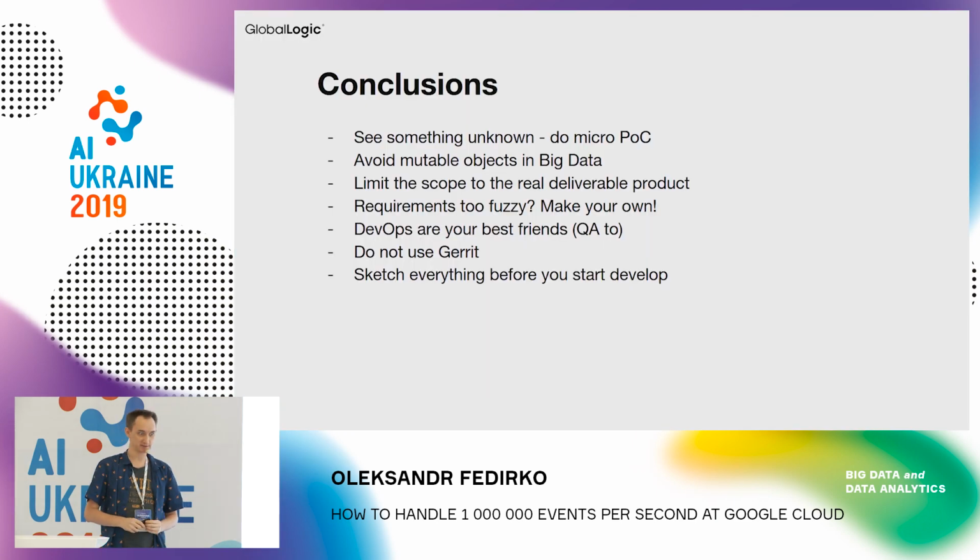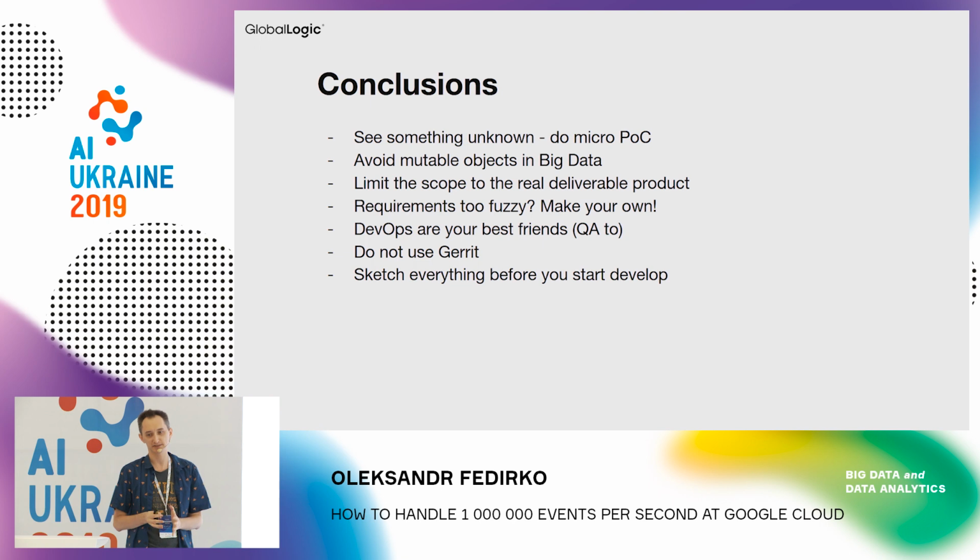Okay, as conclusions, what I would like to mention here. If you have something unknown, something challenging in your project, do POCs, do micro POCs everywhere. You don't have to know everything, just do POCs. Mutable objects, just don't do this. Don't include any mutable objects. In the very beginning of this project, stream analysis was mutable. When we switched to immutable, we got a huge performance increase.